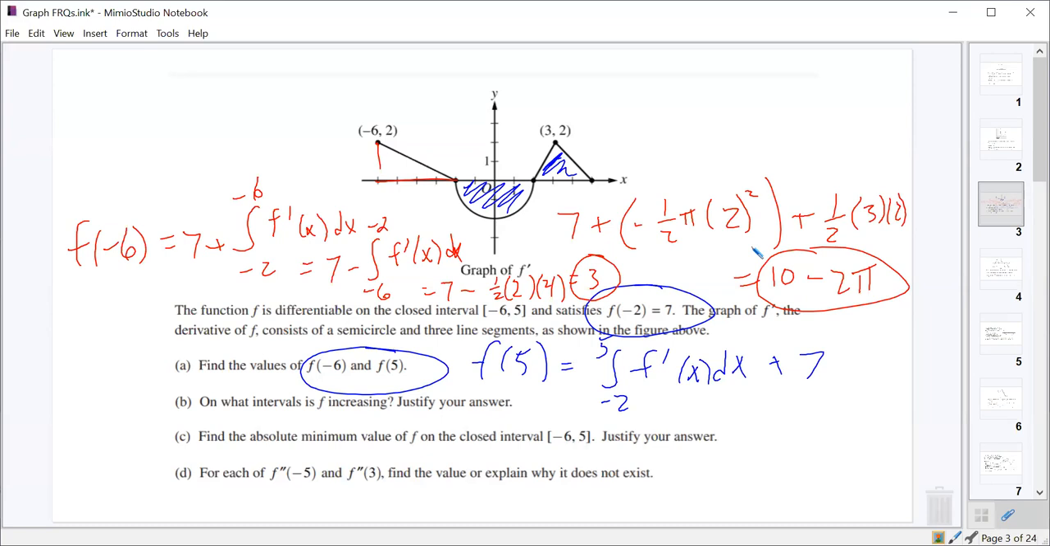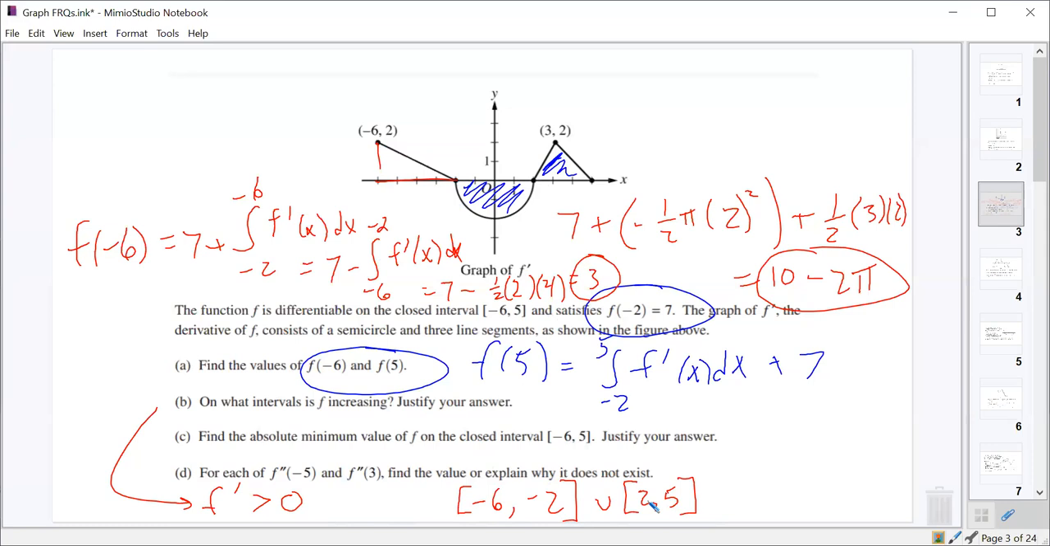We want to know when is f increasing? Well, when does a function increase? When f prime is positive. So when is f prime positive? Because we're talking about increasing, we're always going to use brackets. So we're going to say it's increasing from -6 to -2, and then again from 2 to 5.